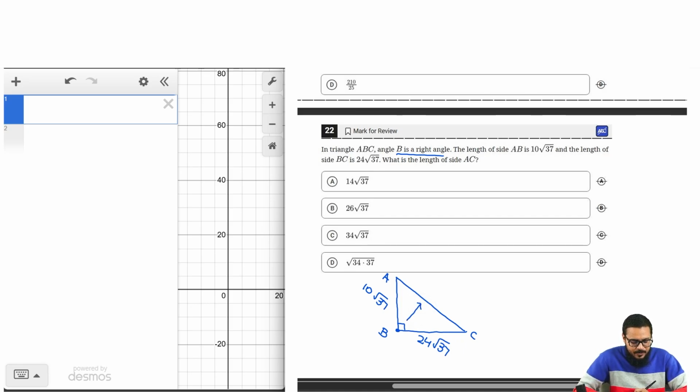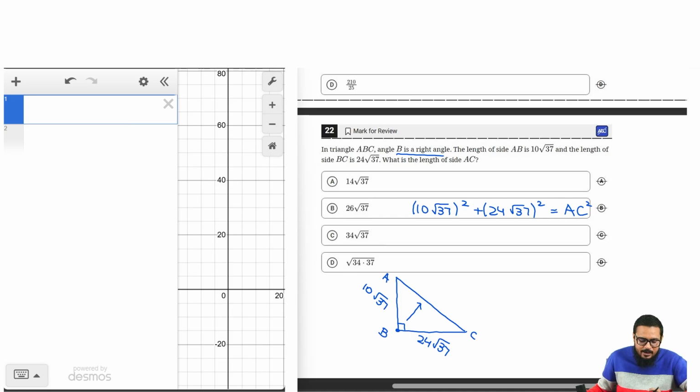So how can I do this? I'm going to apply, obviously, the Pythagoras theorem, a square plus b square equals c square. So I'm going to type 10 under root 37 whole square, plus 24 under root 37 whole square, equals your hypotenuse square, that would be AC square. If you're doing this question using a scientific calculator, it's smart enough to give you the answer in exact radical form, but Desmos does not give answers in radicals. It just converts those radical values into decimals, right?